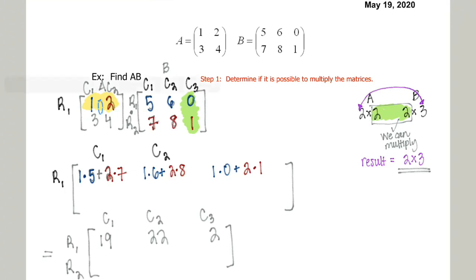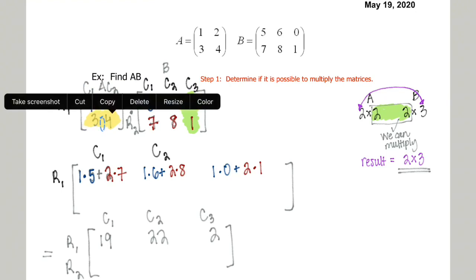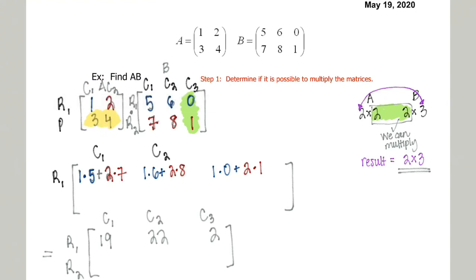So what do we do now? We take this highlight and we're going to move it to row 2. I'm going to come back here to column 1. And we're going to have 3 times 5 plus 4 times 7. 15 plus 28 is 43.